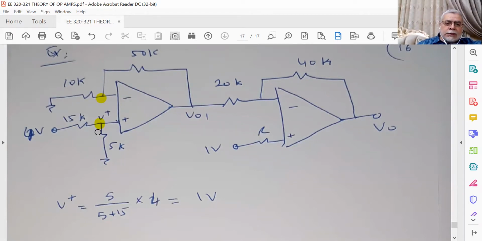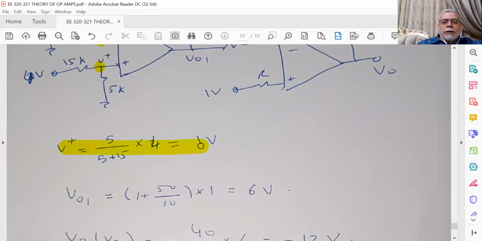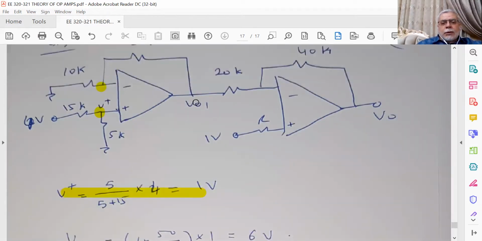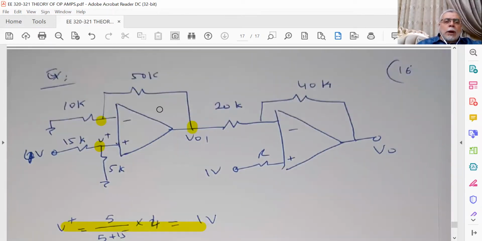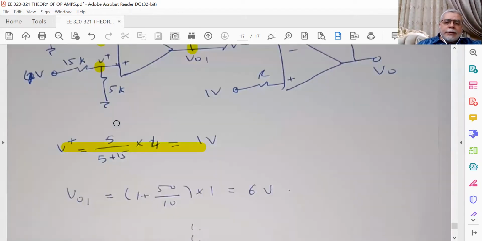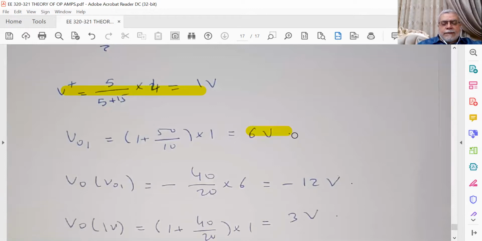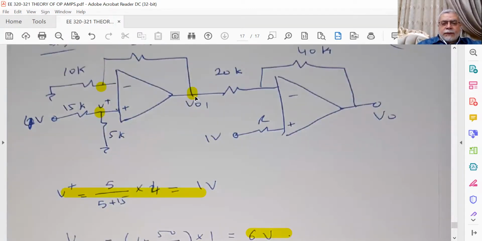So V plus equals 5 divided by (15 plus 5) multiplied by 4. So 1 volt. Then here we have VO1 equals (1 plus 50 divided by 10) multiplied by 1. So it is 6 volts. Now, here I have 6 volts. I have another input with 1 volt.